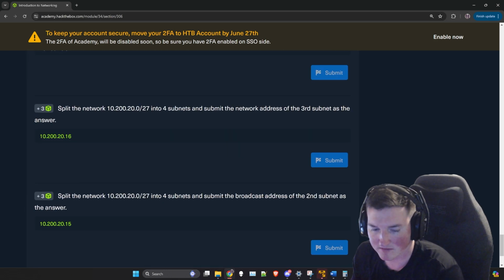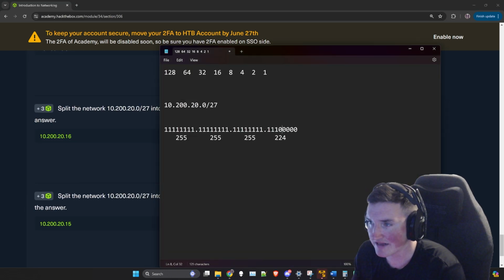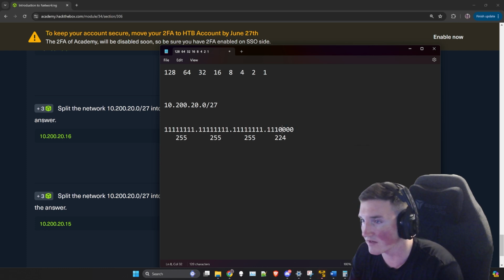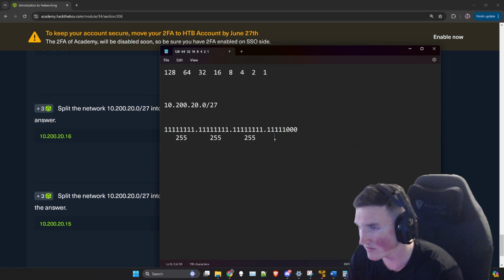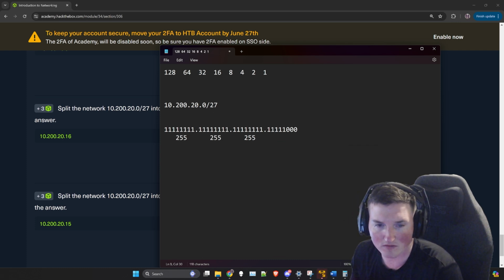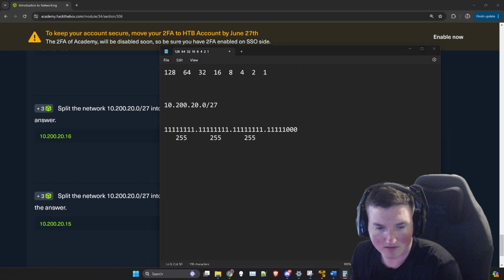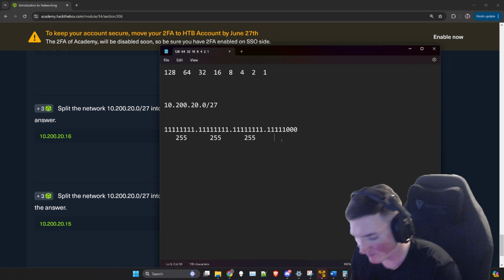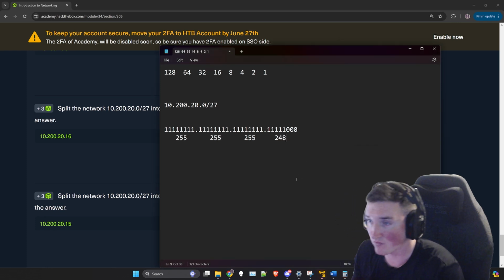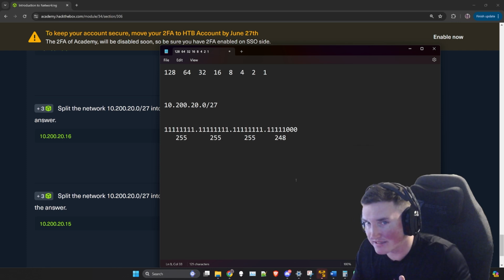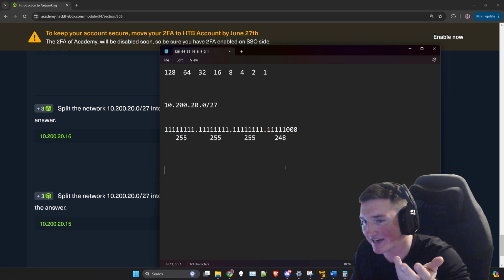So what's that mean to us? It means we've got to make this. We've got to take 1, 2 right there. So now it's not 224 anymore. It is 224, 1, 2, 3, 4, 5. 1, 2, 3, 4, 5. So it's 224 plus 16 plus 8. Okay, and that's 248. That's what network we're going to be breaking it into, basically. That's the subnet mask for the network we're going to be breaking it into, basically.